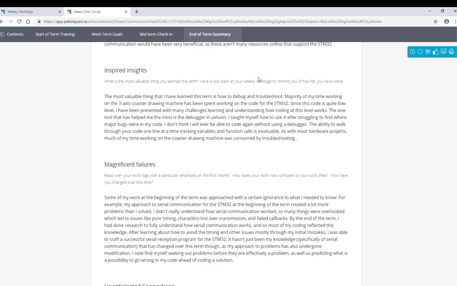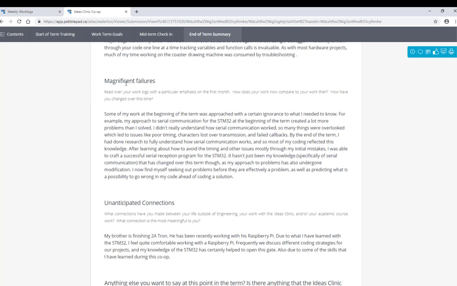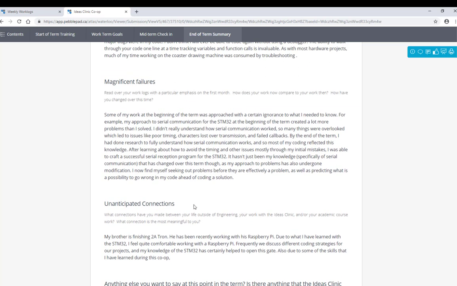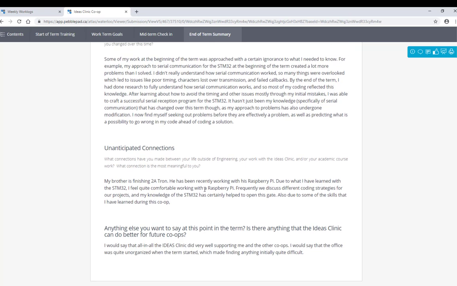And as part of this, I had them try to connect their work over the term to actual learning that they had accomplished. With that, I had been shown this template of inspired insights, magnificent failures, and unanticipated connections. And I had them think about how they've changed, what didn't work over the course of the term, what they've learned, and how it connects to the academic work that they had been doing. And then again, I gave them an opportunity to provide some feedback on this or on anything about the work term.